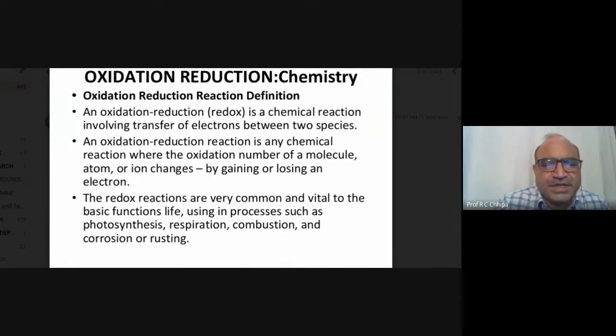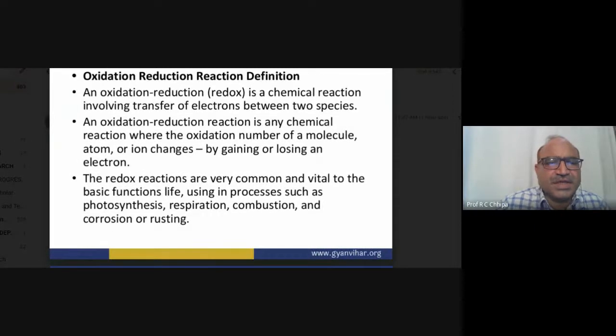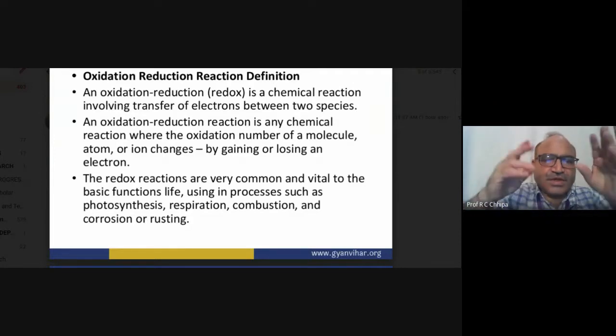So the oxidation reduction definition we have already discussed. Redox itself is where reduction and oxidation both occur. Any oxidation reduction, or redox, reaction is a chemical reaction involving transfer of electrons between two species. The electrons are transferred.